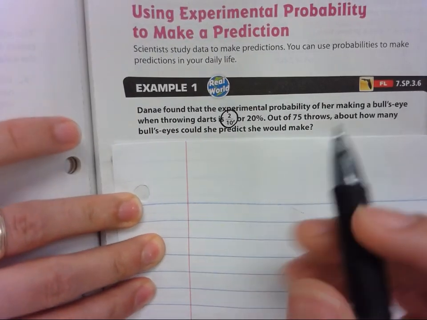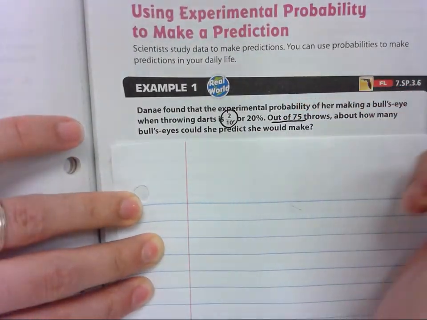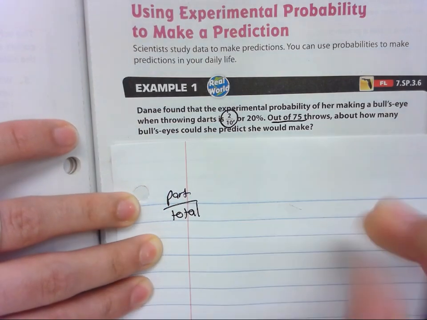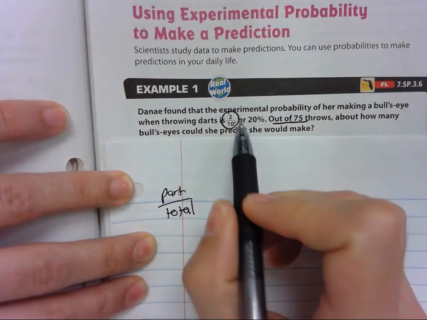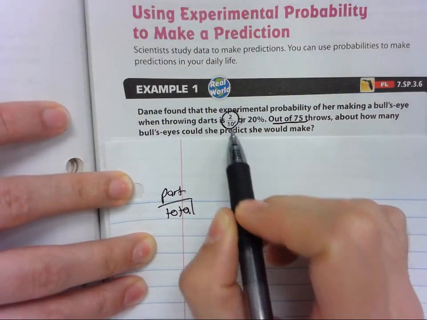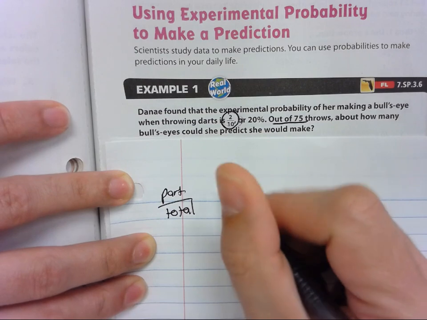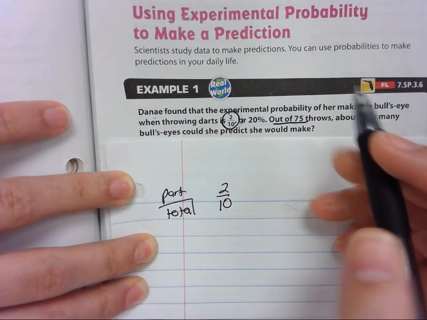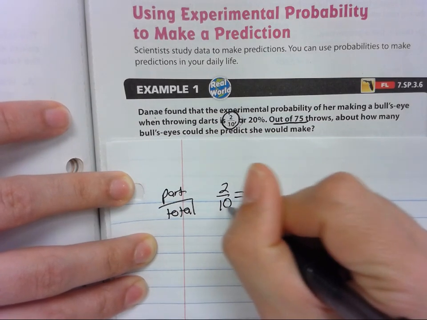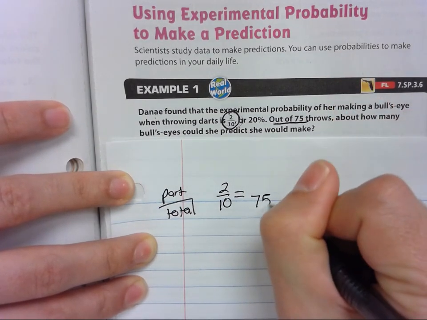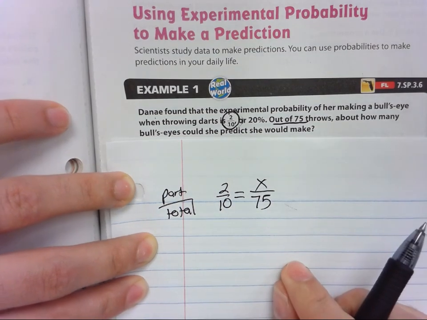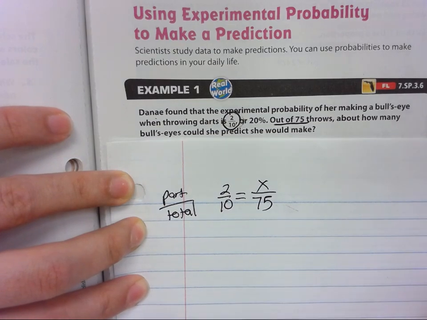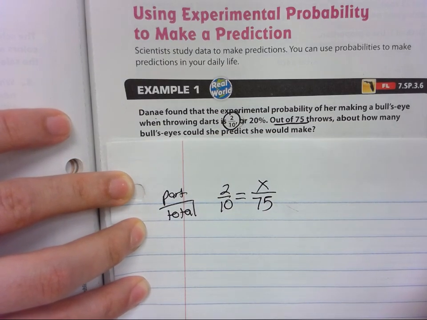they're going to make? Okay. So we're looking for the part over the total. Let's start with the probability. So 2 out of 10 times this person is going to hit a bullseye. But we're not throwing it 10 times, she's throwing it 75. So how many out of 75? So here's your proportion. Now what you do is cross multiply and solve.